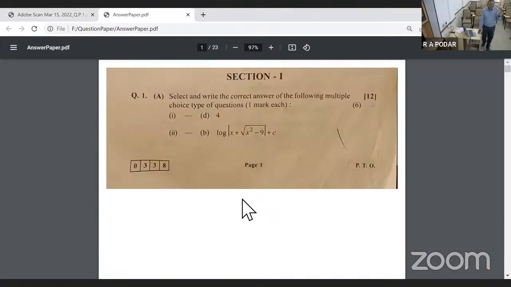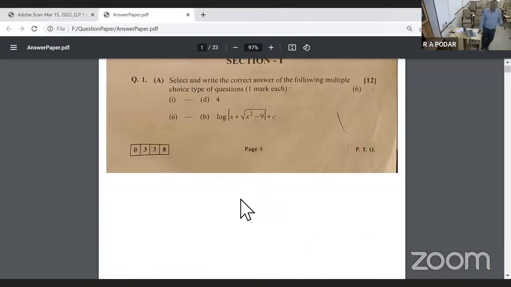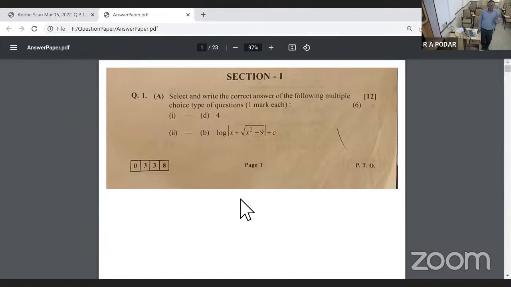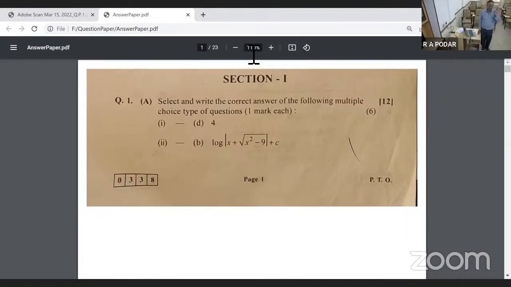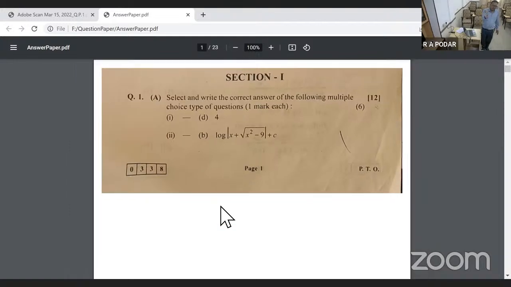So see here, these are the answers now. You may note down or you may have done it already. This is the model answer paper now. Select and write the correct answer of each multiple choice question. Now the question paper we have already discussed. So here you write first question D as well as the option.